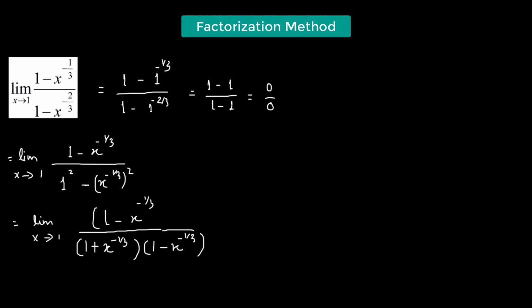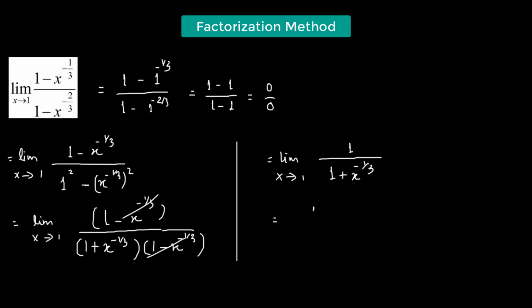So we see that 1 minus x raised to the power of negative 1/3 is the common factor. So we cancel it out, and that leaves us with limit x approaching 1, 1 divided by 1 plus x raised to the power of negative 1/3. Now we substitute the value for x. So we have 1 divided by 1 plus 1 raised to the power of negative 1/3. So 1 raised to any exponent is always 1. So we have 1/2. So this is going to be the limiting value of the given function when x approaches 1.